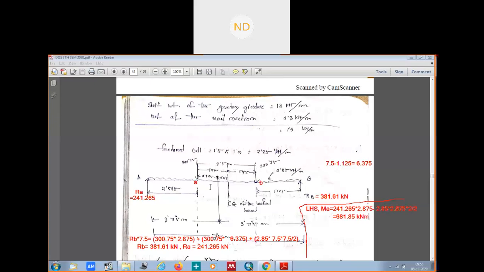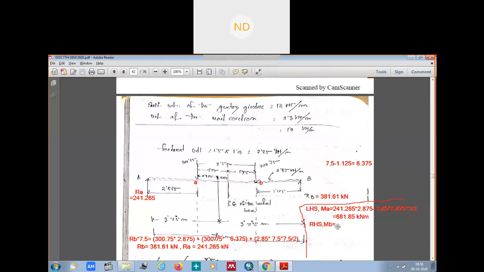So when we are taking the moments about A, on the left-hand side we have got it to be this much. Now let us check on the right-hand side, MB. Here we have taken these two wheels, and we can calculate the moment at point A and the moment at point B. Moment at A we got to be 681.85 kilonewton meter, and moment at B now will be how much?